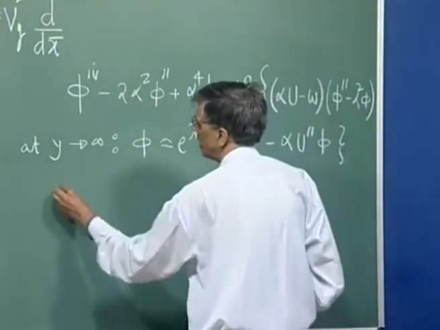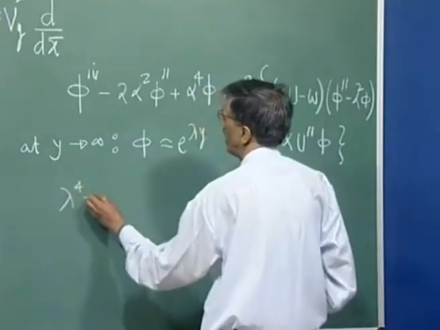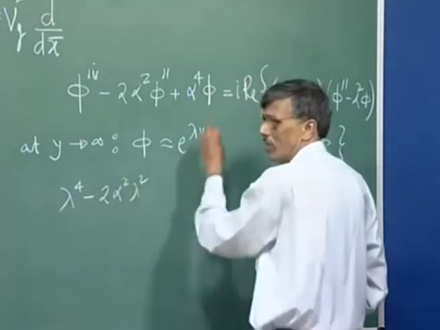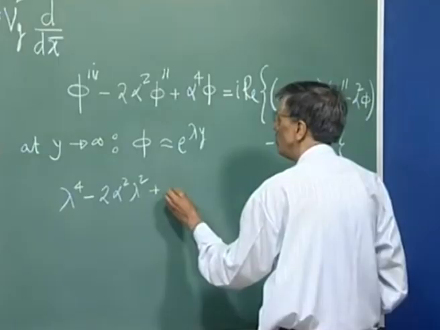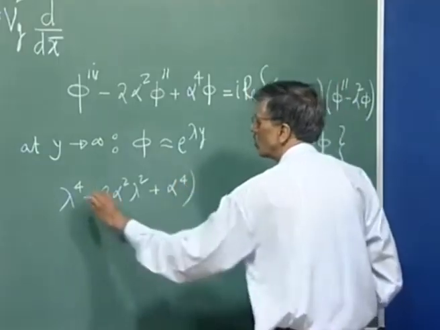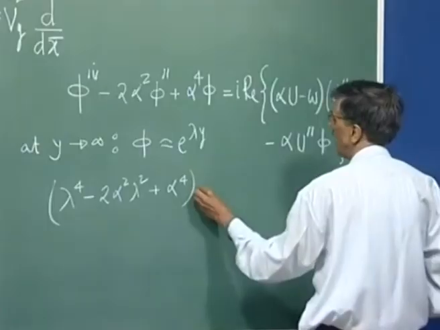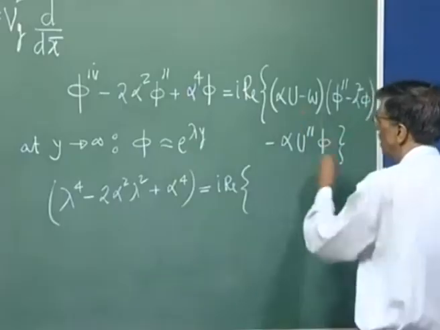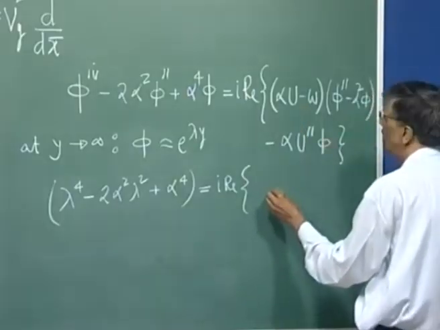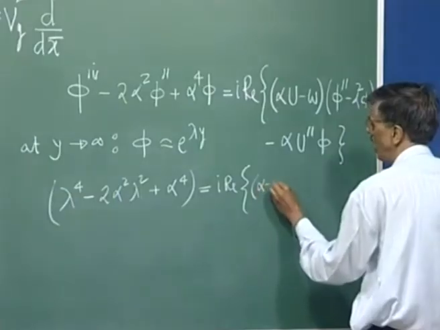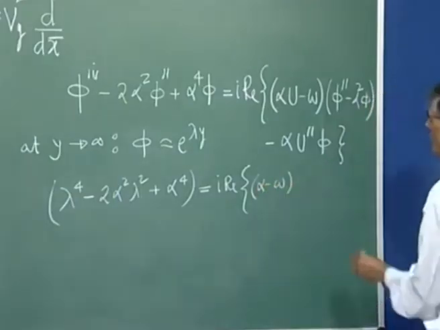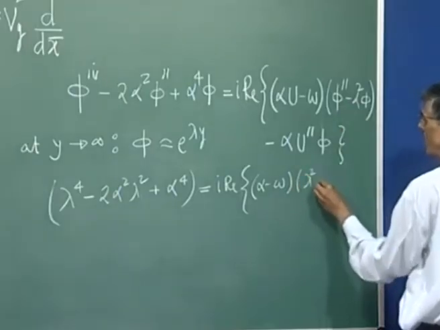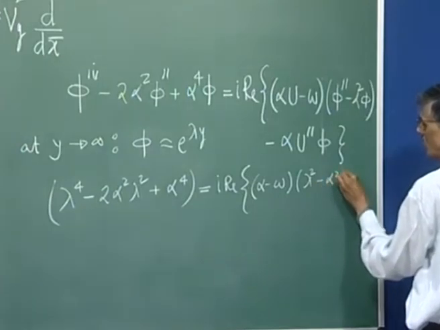then from here I will get lambda 4, and there I will get 2 alpha square lambda square, and from here I will get alpha 4. So, that is the left hand side. On the right hand side, I have i R e, and u is 1. So, this becomes alpha minus omega, okay. And this will give me lambda square minus alpha square.